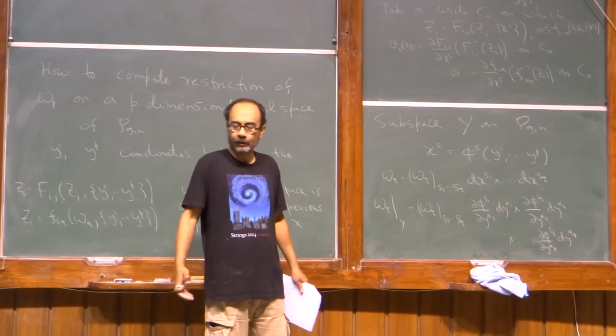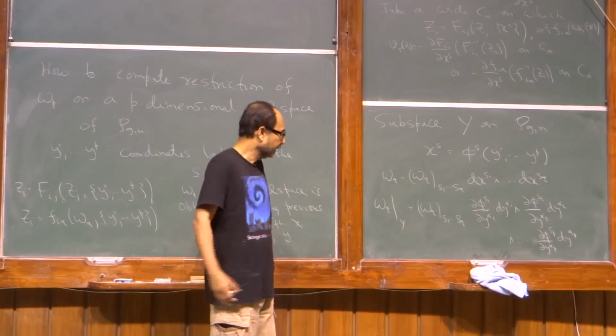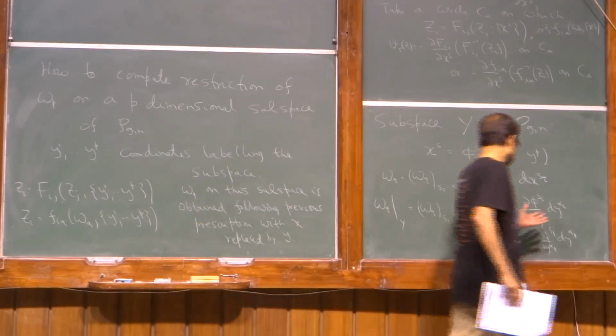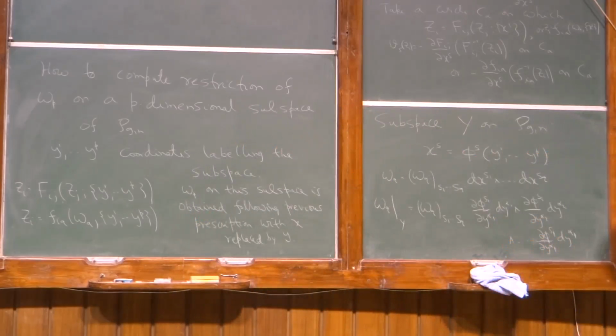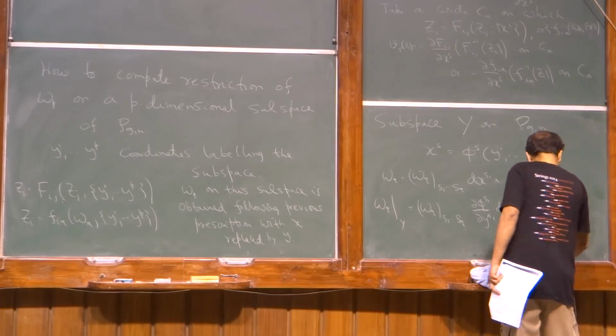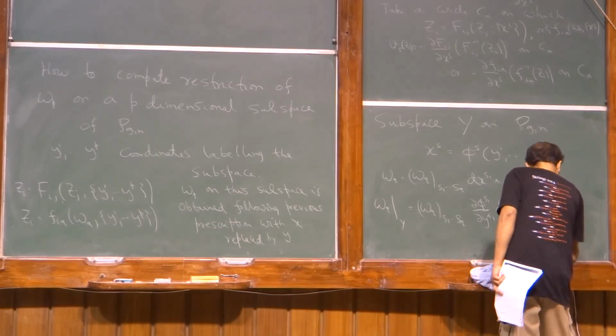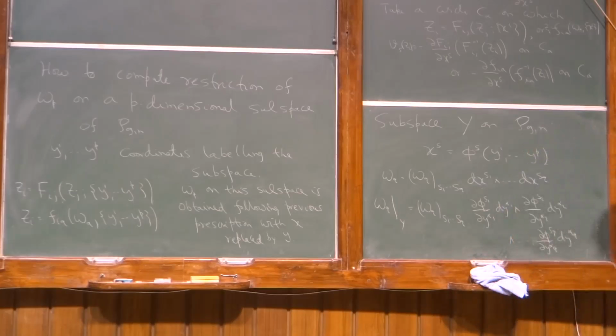Yeah, this is what we mean by restricting omega q to the subspace y. But from this it's clear that if q is larger than p, sorry, this is q, right? This is because we have a q-form. Then if q is larger than p, then this is 0. Yeah, there are only p y's, right?